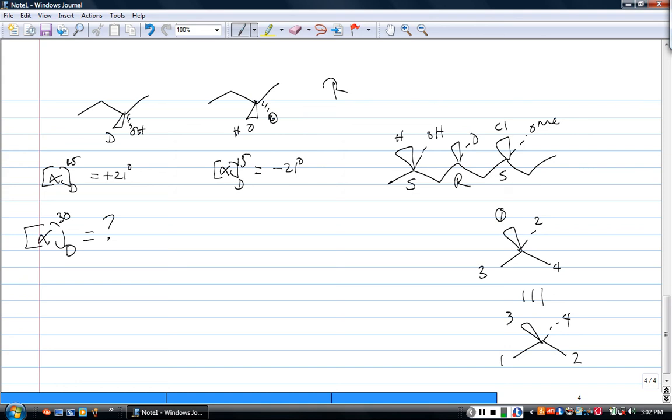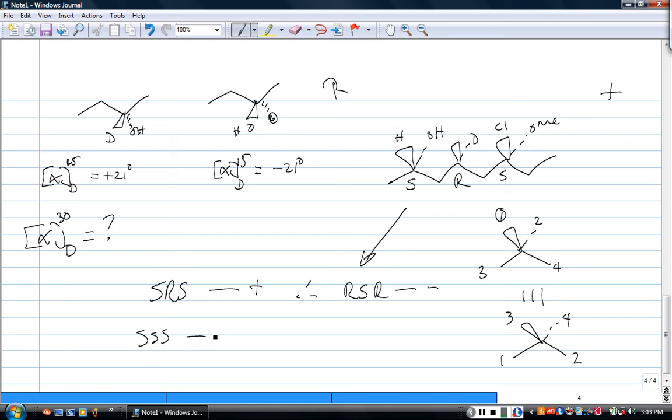However, if the SRS compound just happens to be, say, plus, then I know its enantiomer, which is the RSR compound, will be minus. Now, what about the SRS, let's just do this quick analysis. The SRS we know is plus. Therefore, I can say the RSR is going to be minus. These are enantiomers. What if instead I looked at the diastereomer and I asked, well, what about the SSS?